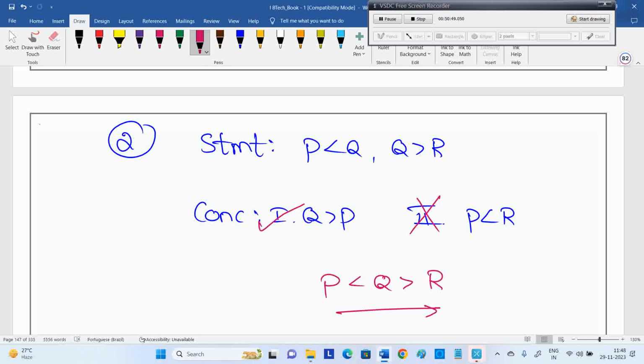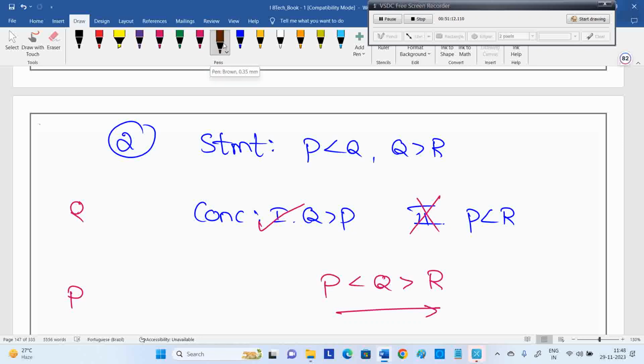Some of you may be in a dilemma: sir, why is the second one wrong? Conclusion means definitely true. I'll show in the diagram. It will fail in some cases. It may be true in a few cases, but it's not true all the time. P less than Q. Q is here, right? P less than Q. Okay, what is next one?